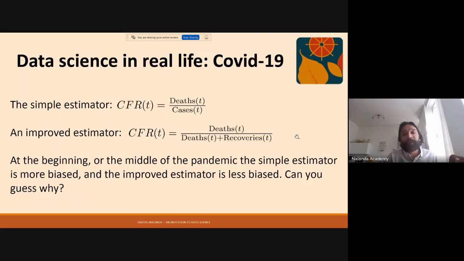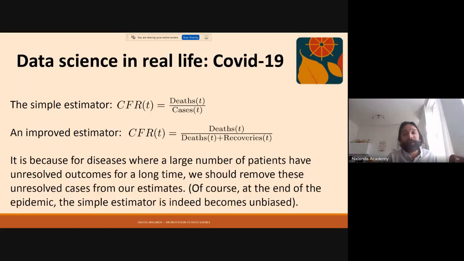The reason is because during an epidemic, there are lots of cases that are still ongoing. And there are some diseases where the outcome takes a long time to resolve. So it's not always that a case ends up in a death or a recovery. There's a large amount of cases for which it's still ongoing. We don't know. At the end of the pandemic, of course, everything is resolved.